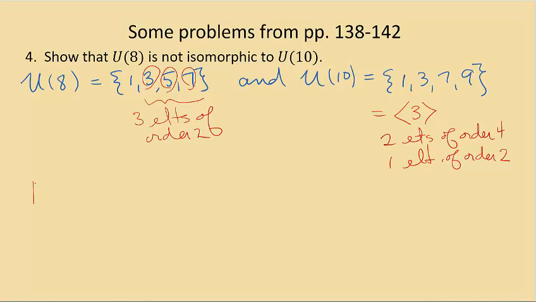The reason is property 5 in one of the 2 sets of properties, which tells us that the order of a is equal to the order of phi of a under an isomorphism. So that can't be true if we have 3 elements of order 2 in one group and 1 element of order 2 in the other.